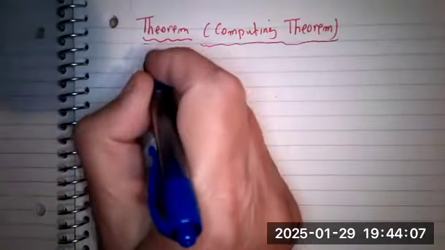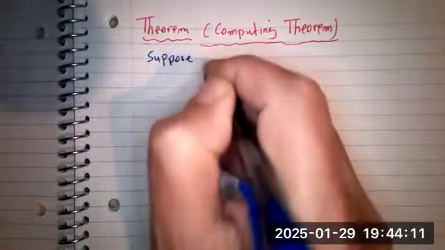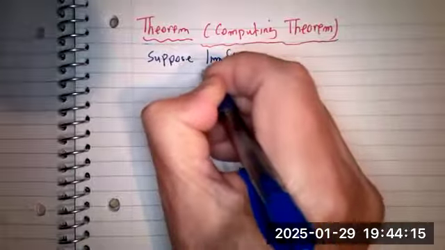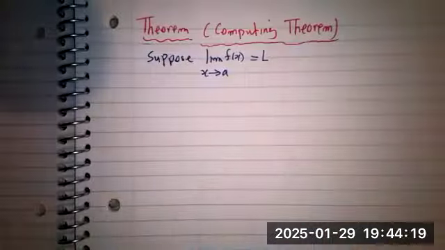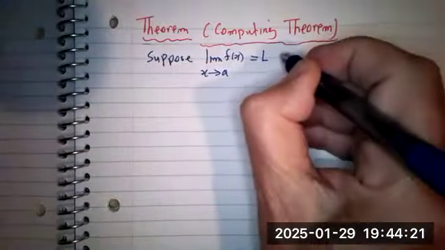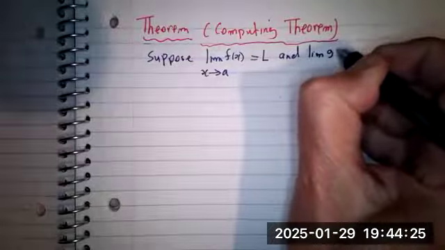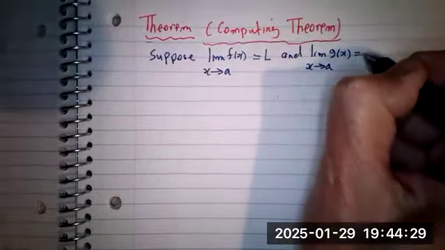So there you are. Suppose two limits are given to you. Suppose the limit of the function f of x as x goes to a is L. And we have another function, and the limit of g of x as x goes to a is given to you as M.